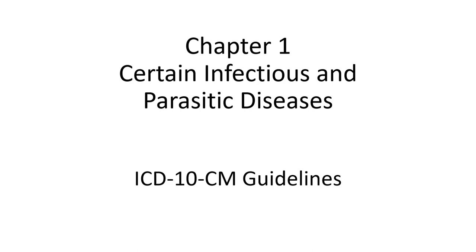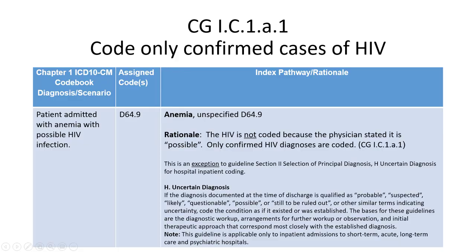Today's podcast will cover Chapter 1 in the ICD-10-CM Codebook, Certain Infectious and Parasitic Diseases. We'll be looking specifically at the guidelines. The first guideline is to code only confirmed cases of HIV. There are certain conditions that we only code confirmed cases.